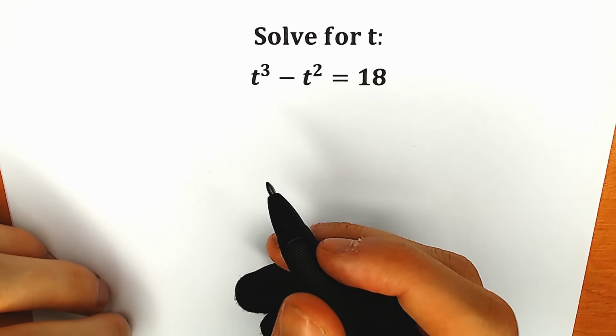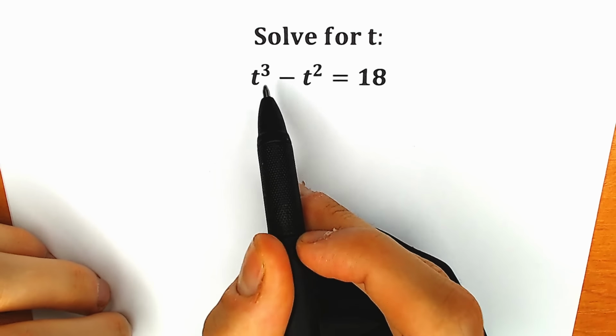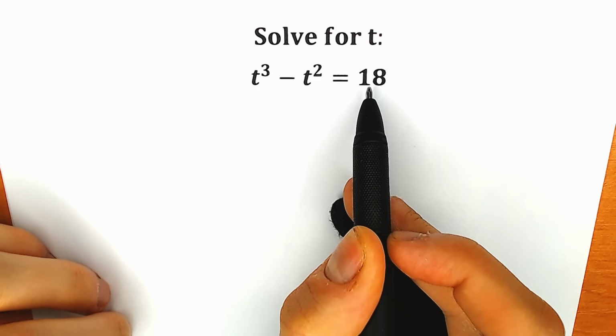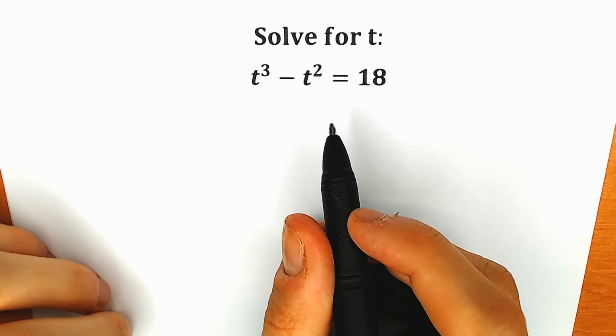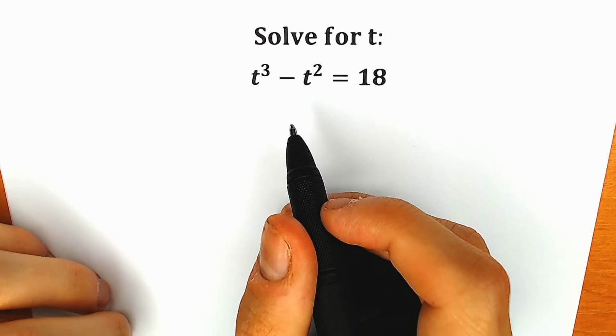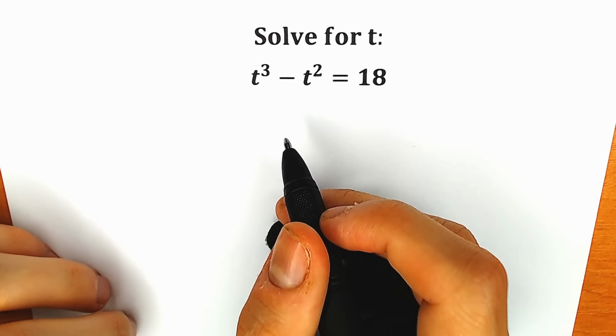Hi, Mathematics. Today we have a great relaxing question: t cubed minus t squared equal to 18. We need to solve this equation for t. If you have your solution, you can also write your solution in the comments below and then we will check your answer. So it will be really interesting.